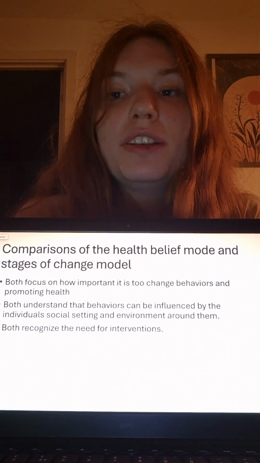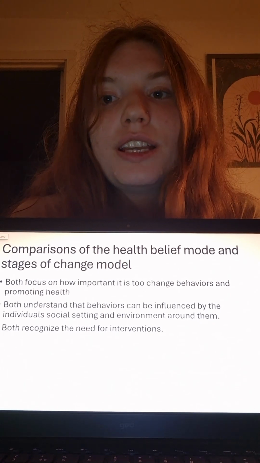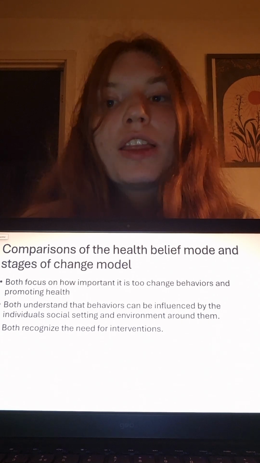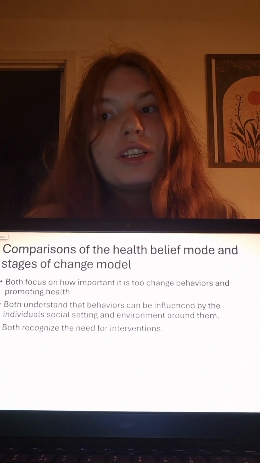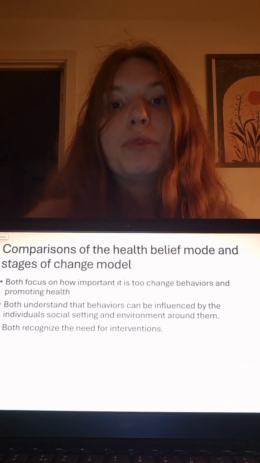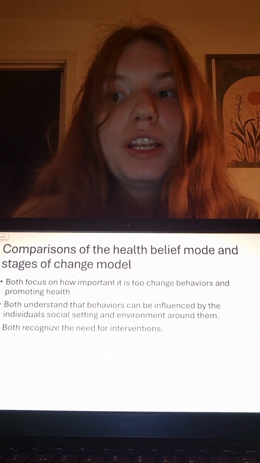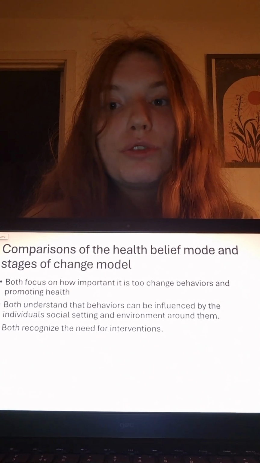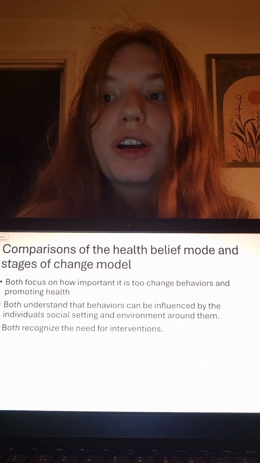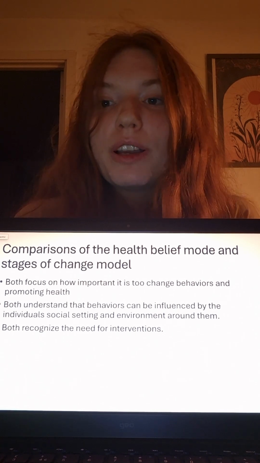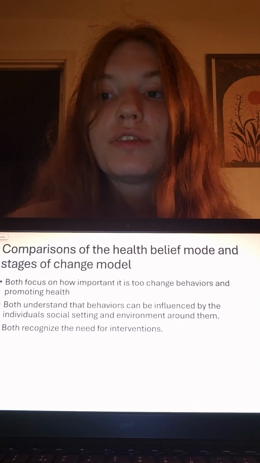Comparison of the health belief model and the stages of change model. They both focus on how important it is to change behaviours and promoting health. Both understand that behaviours can be influenced by the individual's social setting and the environment around them. Both recognise the need for interventions.